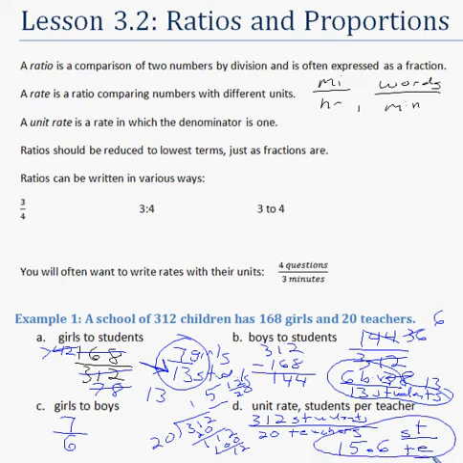And so again, when you find a unit rate, go ahead and write the ratio and then do the division. So you have 15.6 students per teacher. That means for every teacher, there's 15.6 students.